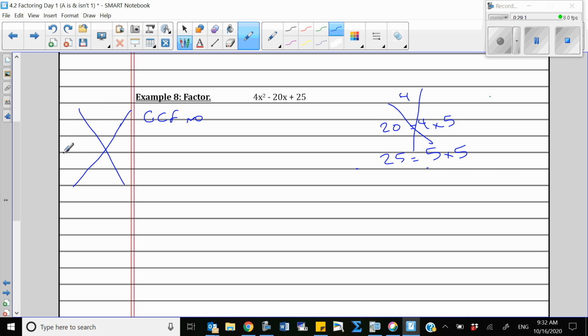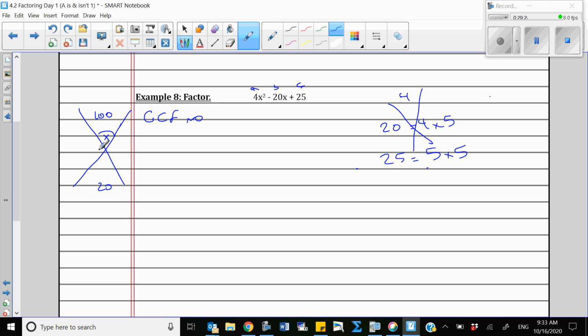Now, let's go to the big X. On top goes a times c, 4 times 25, which is 100. The bottom goes negative 20. That's my b value. a, b, and c. b is negative 20.